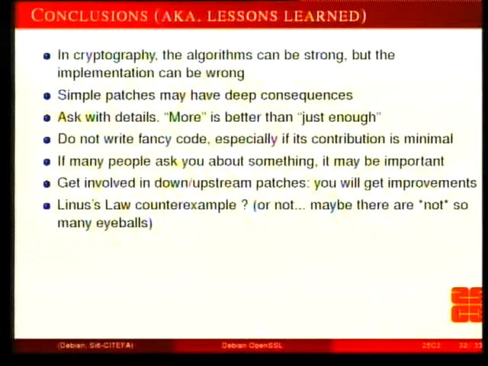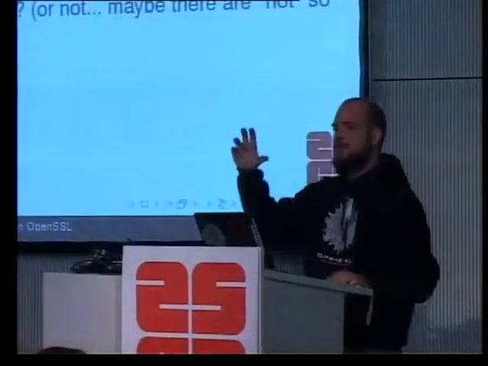So, as a conclusion, we are finished. Of course, the first one is the obvious one. Algorithms can be strong, but implementation can be wrong. When you work with cryptography, it's quite annoying because you need to know a lot of mathematical issues, and maybe you find a way to factorize some kind of numbers in a really tricky way. But in most of the cases, the developers miss.